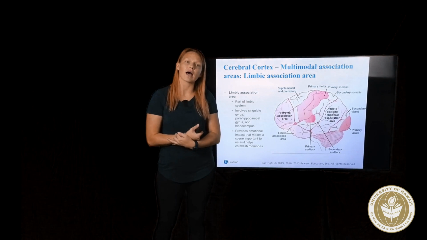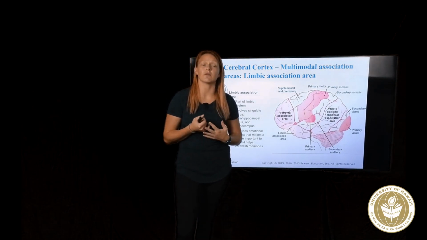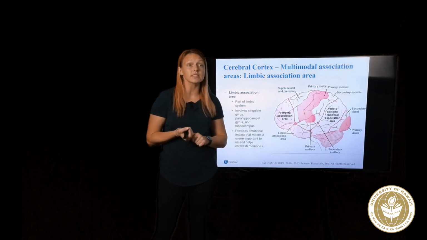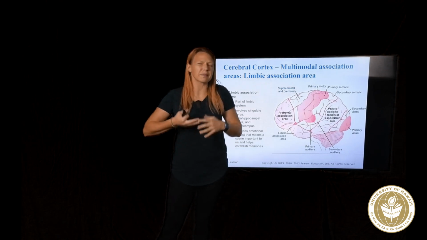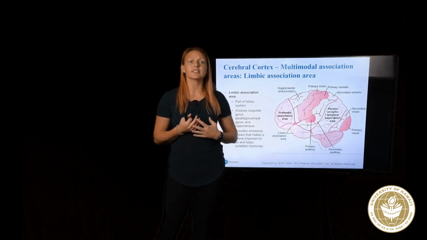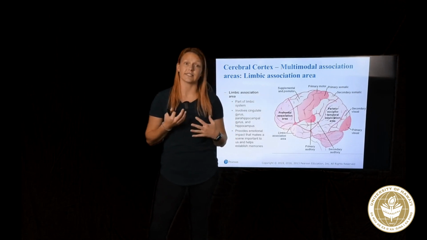Then lastly, we have our limbic association area. And the limbic system is going to be involved in things like our sensations, thoughts, emotions. Pretty much it makes us who we are. So this limbic association area provides emotional impact and a sense of danger.